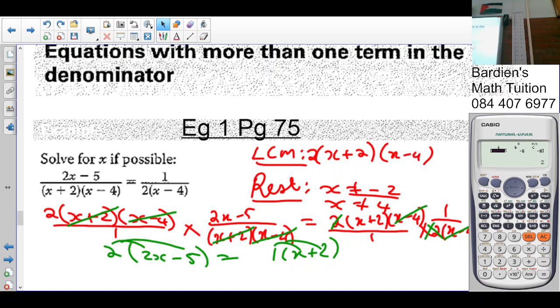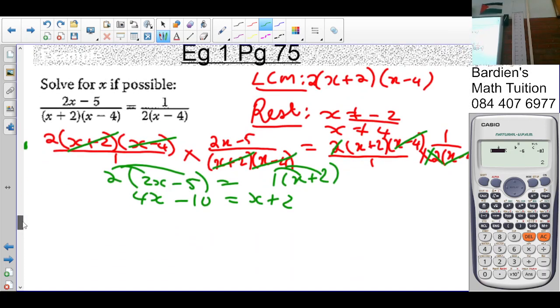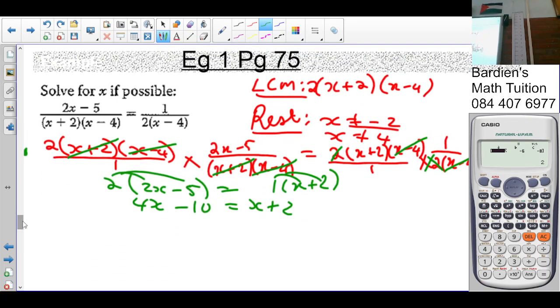Okay, so what do we get? 4x minus 10 equals x plus 2. Not so? Okay. So now it gives us 4x minus x is equal to 2 plus 10. 3x is equal to 12. So x equal to?